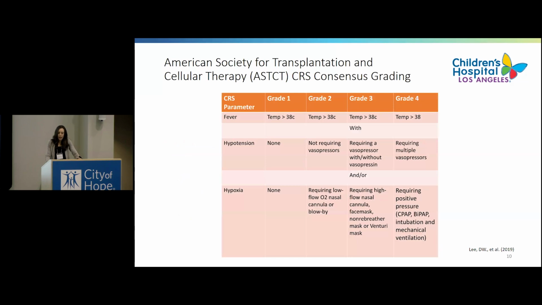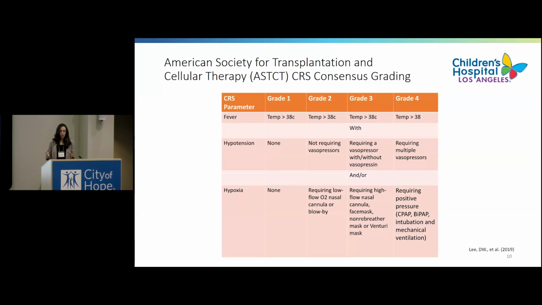So the American Society for Transplantation and Cellular Therapy, or ASTCT, put together a really nice CRS consensus grading a handful of years ago that can really be applied to anyone who's receiving CAR T cells. Different studies might have different nuances in terms of how they grade and how they manage and treat CRS. But in general, this is a nice standardized way to grade it.